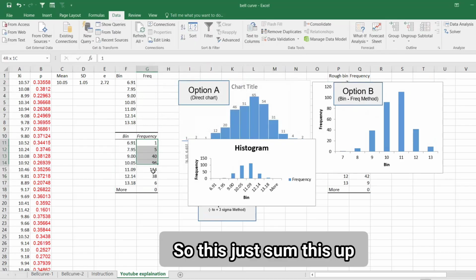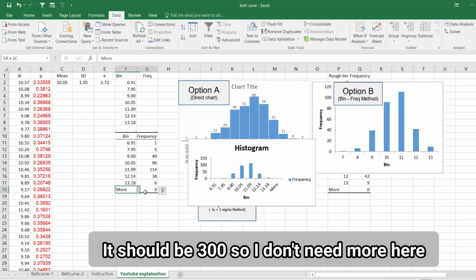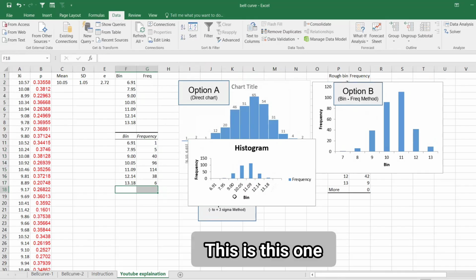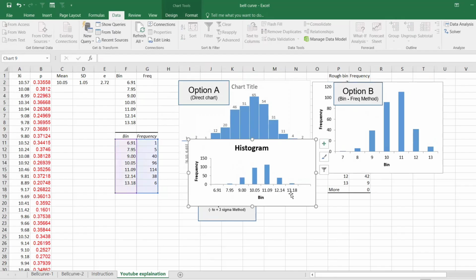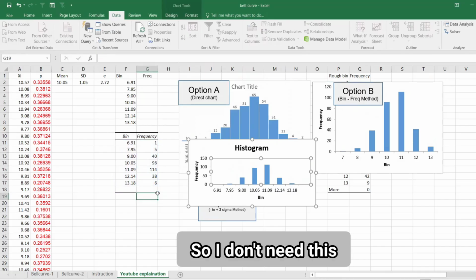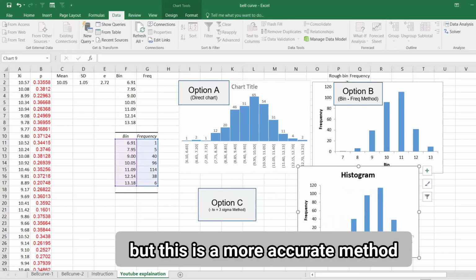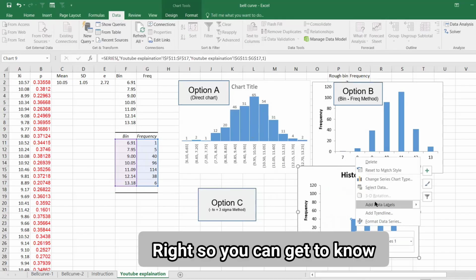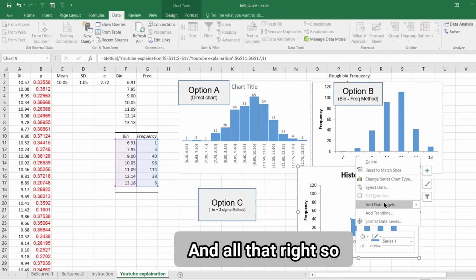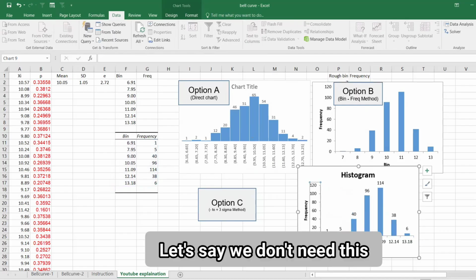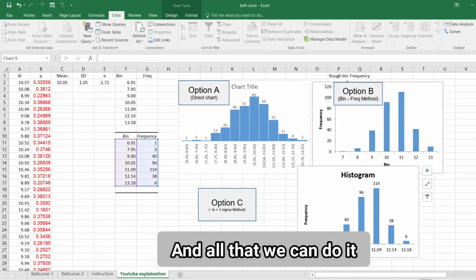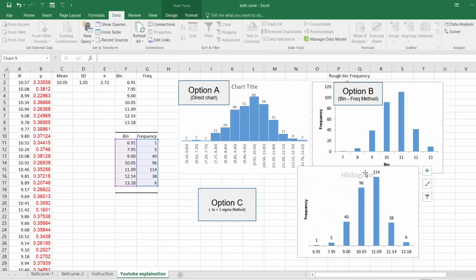So just sum this up, it should be 300. So I don't need more here. I'll just place this one. So I don't need this. I'll just select this value and drag this up slightly. So this is also one of the methods, right? You can do this method, but this is a more accurate method, right? So you can get to know how many values are there and all that. So let's say we don't need this, we can just close this up. So this is the most accurate way, right?